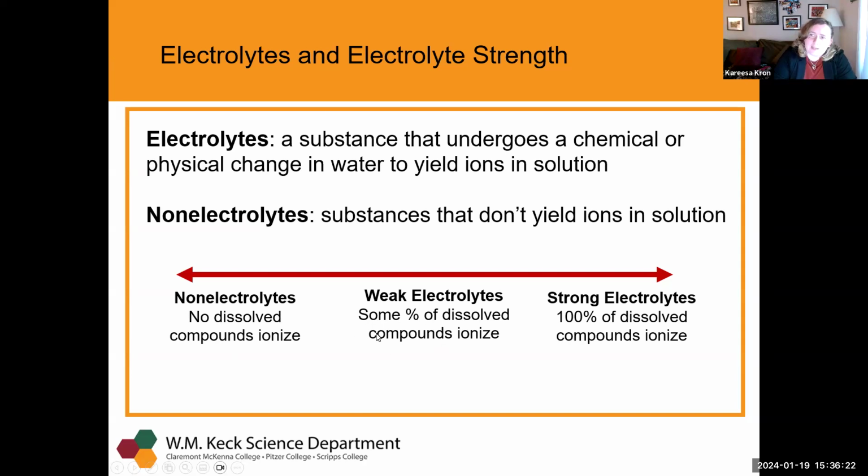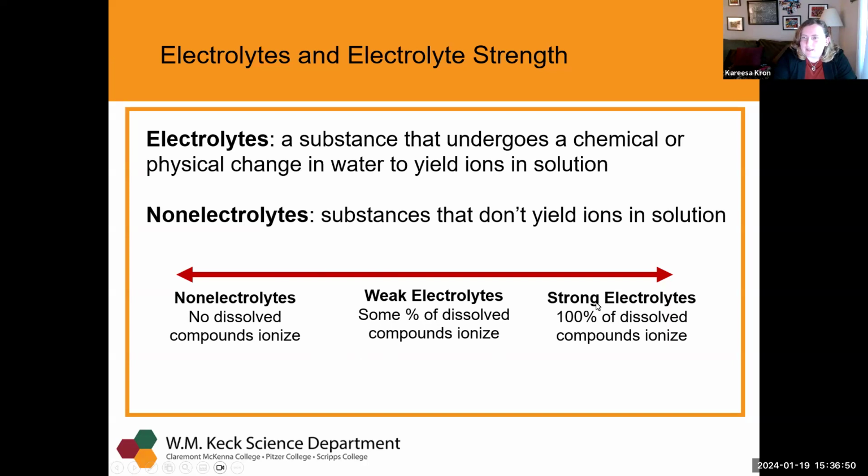Weak electrolytes might be situations where only some amount of the dissolved compounds are going to ionize. So this might be something like a weak acid that we talk about. And so weak acids don't completely fall apart to form hydronium ions and the anion of the original acid. Only some portion of them fall apart. So they could potentially be contributing to weak electrolytes.